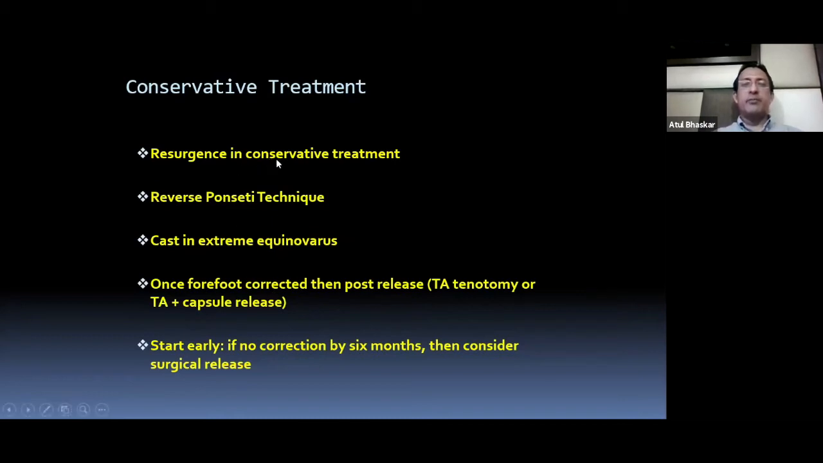The advantage of doing a plaster technique is that you prevent the massive soft tissue releases which were done in the past. But this is usually successful if the child comes early. Even in the older child, you can give a few plasters and at least get the lateral structures stretched before you do an open release. If you find there's no correction by 6 months, then you consider a surgical release.